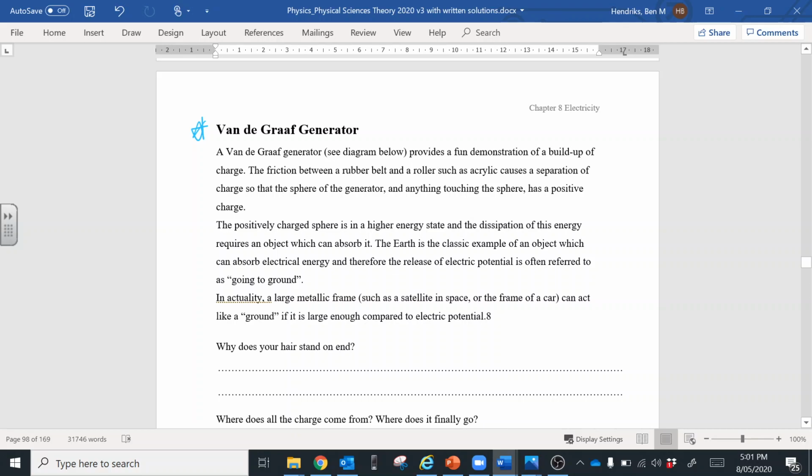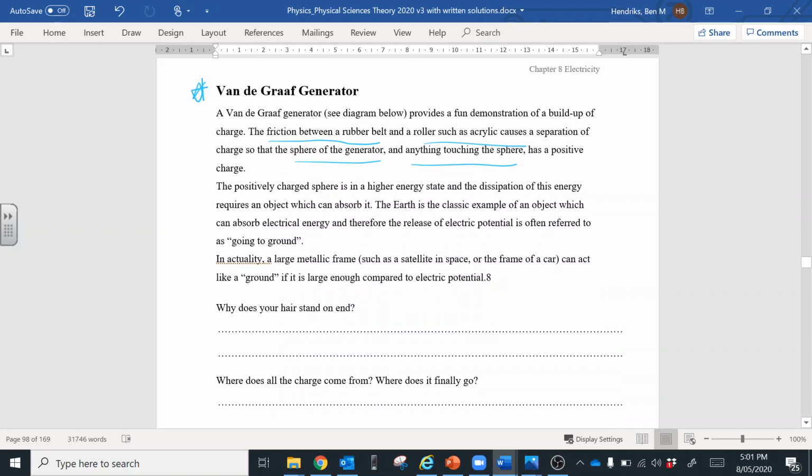So let's have a look. Let's just read through these notes then. A Van de Graaff generator, see diagram below, provides a fun demonstration of a build-up of charge. The friction between the rubber belt and a roller, such as acrylic, causes a separation of charge so that the sphere of the generator and anything touching the sphere has a positive charge.